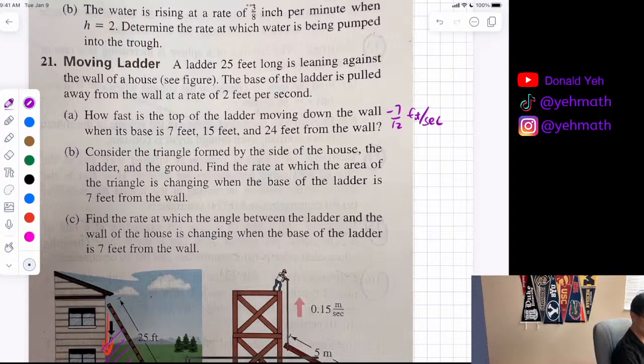Okay, Madeline, you want to read it? Find the rate at which the angle between the ladder and the wall of the house is changing when the base of the ladder is 7 feet from the wall. Okay. So which angle are they talking about? The angle on the top or the angle on the bottom? Yep, it should be the top.